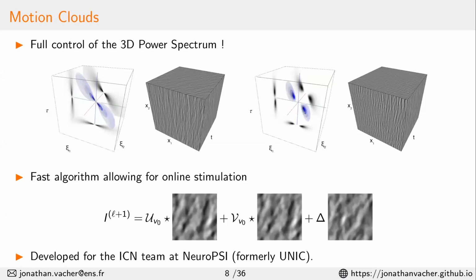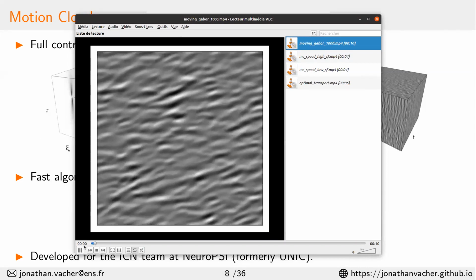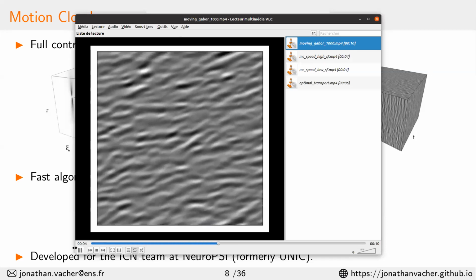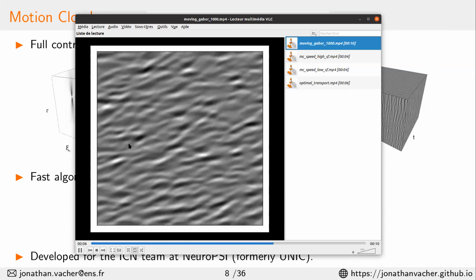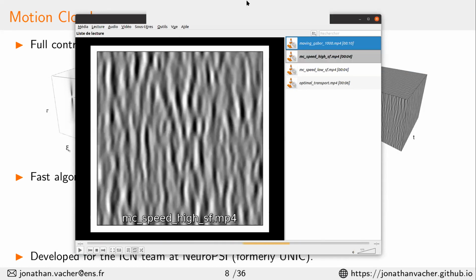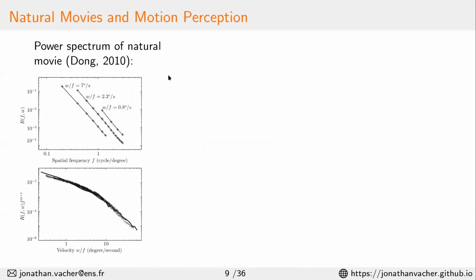I wanted to show a dynamic example. And so you can modify different parameters here. So with these natural movies, I derived the closed form expression of the power spectrum.